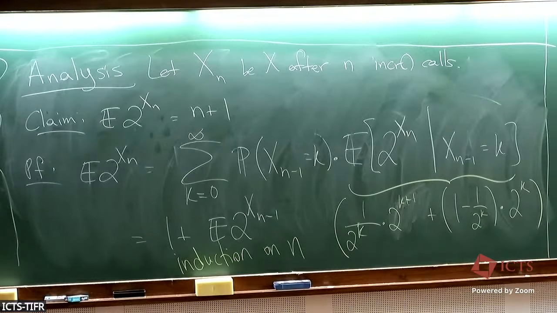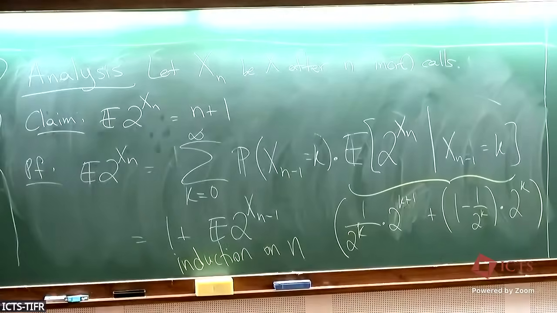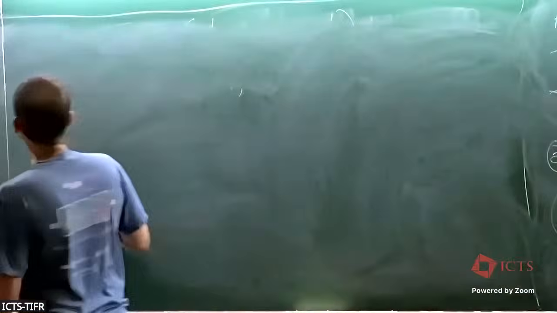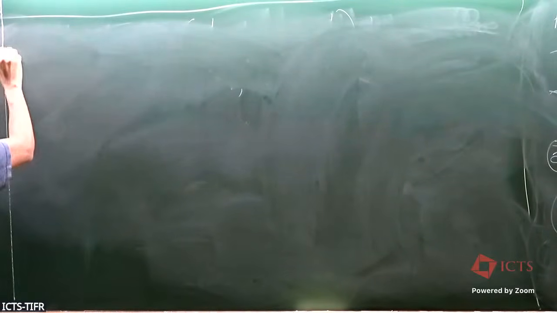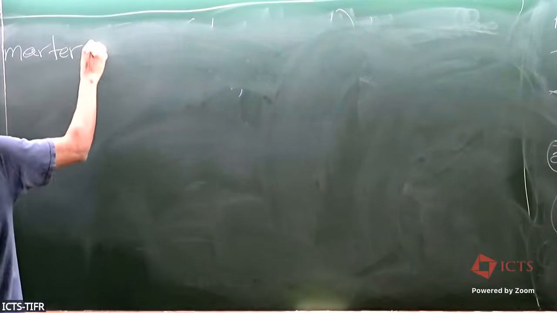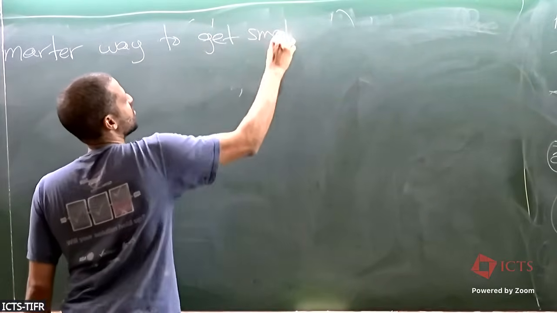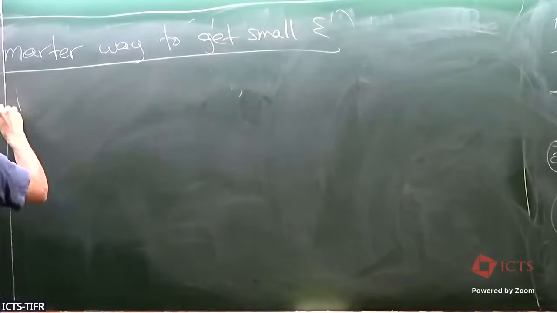So we need to do something a little bit smarter if we want to have this log 1/epsilon dependence. And even Morris in the 70s knew that you could be smarter. So here's a better way to get a good epsilon: a smarter way to get small epsilon. And here's the idea.